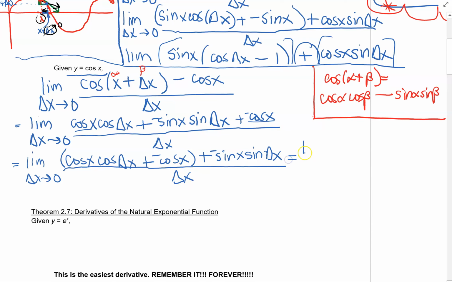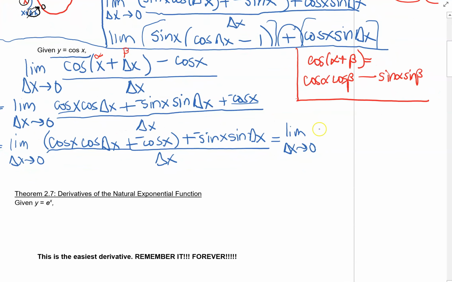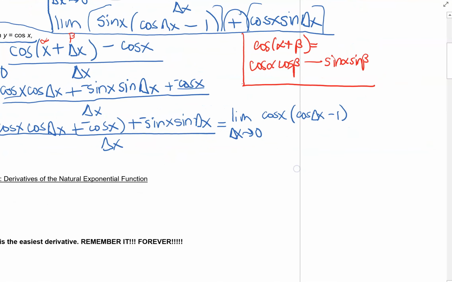Maybe I'll go this way. So I'll take a limit as delta x approaches 0 of, and I'm going to factor cosine out. So I'll take the cosine of x out of this group, and I'm left with cosine delta x minus 1. And then all of that, well, I'll go to the next part, sorry. And then now I have plus negative sine x times sine of delta x. And then all of that is over delta x.